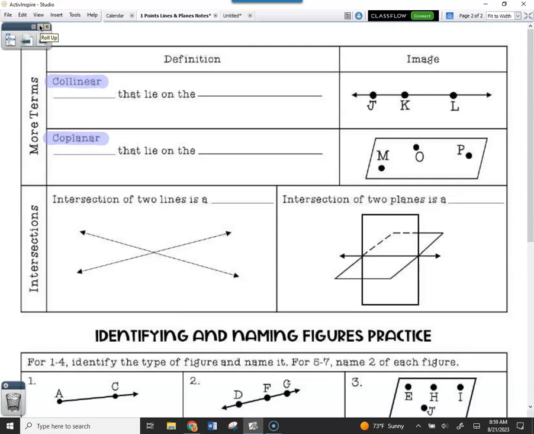Collinear, coplanar. Coplanar doesn't come up a lot, but again, it's one of those things I need to show it to you because it might come up one time. Collinear comes up a lot, okay? You need to know it.